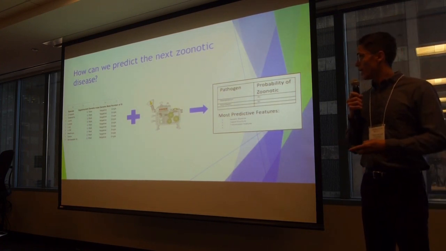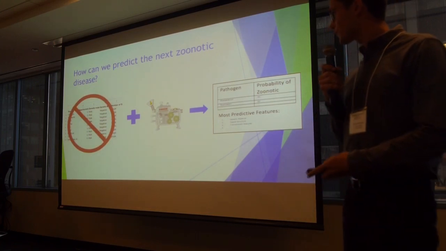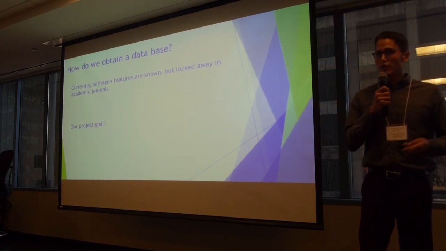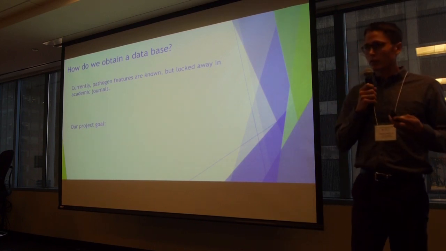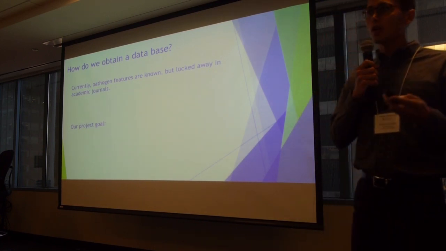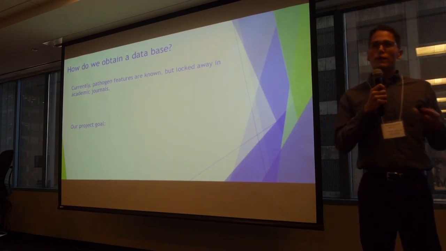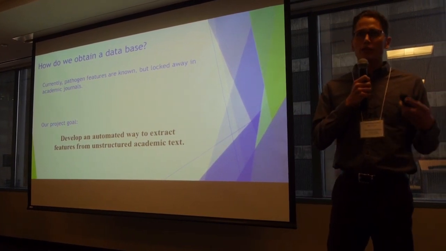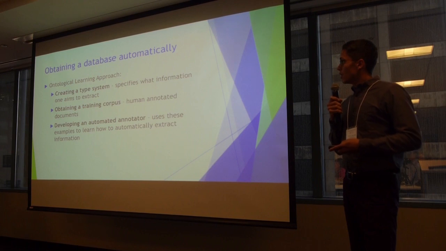So that would be nice if we had that pathogen database, but unfortunately that database doesn't exist, so we can't do this prediction. So the goal of this project is to extract that information from academic journals. These pathogens and their features are known, they're written about in academic papers, and we want to do that feature extraction automatically and create that database so we can eventually do the prediction. So that was the goal of the summer.